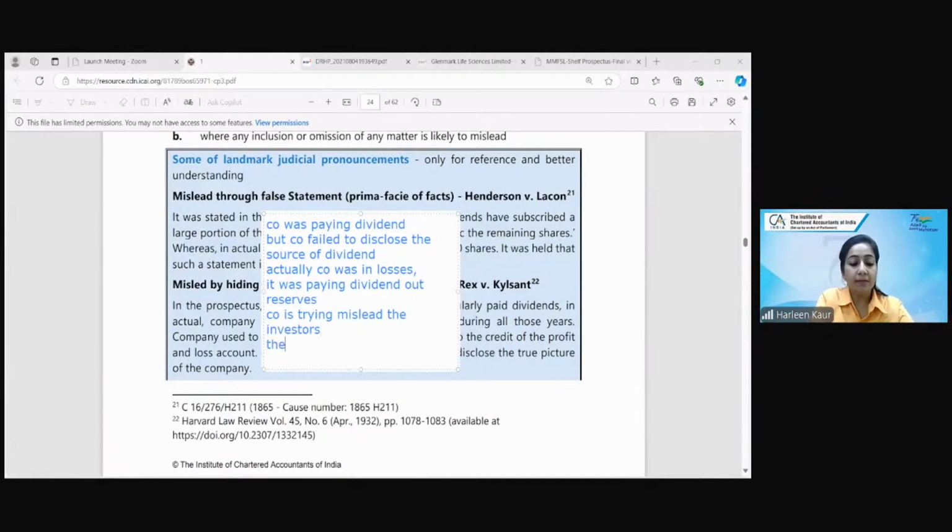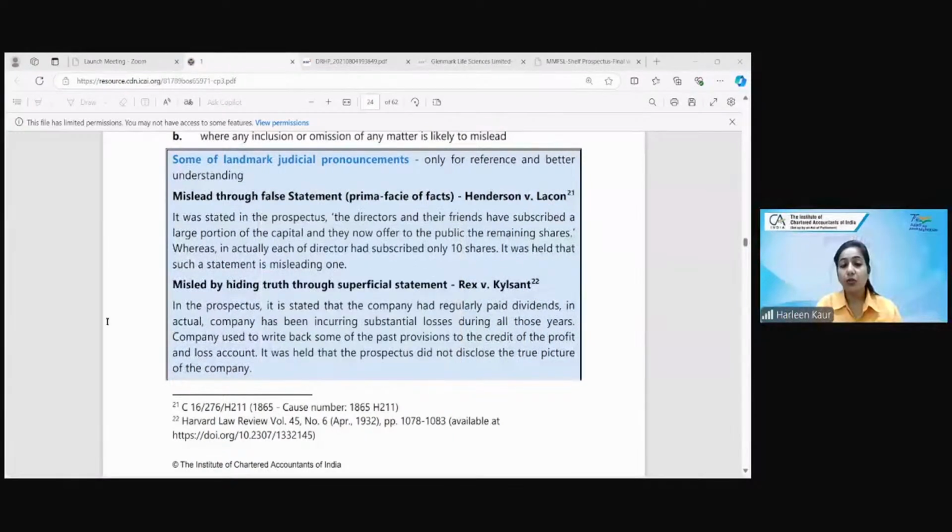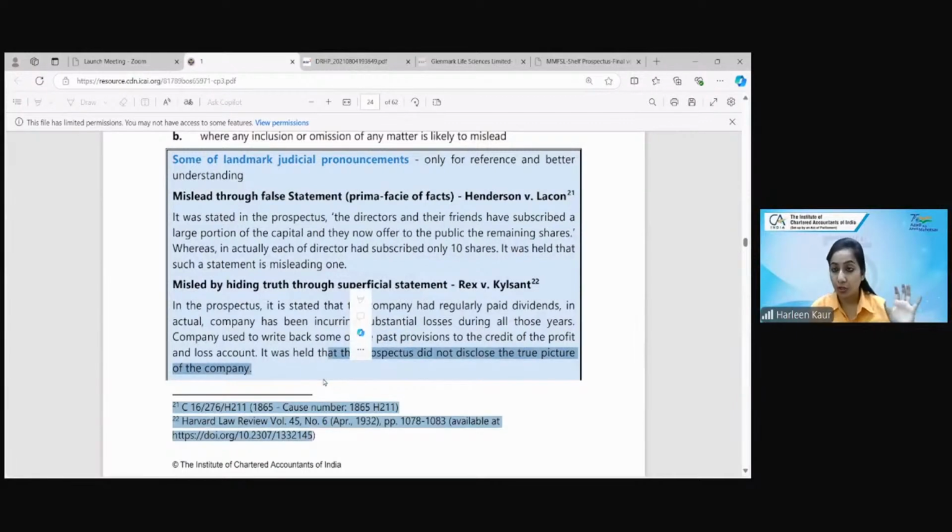And there is a misstatement, and it is a material misstatement. Therefore, Section 34 became applicable to it. So the company was actually in losses. Let's read out what is written over here. The company was actually in losses and they used to write back some of the past provisions, and it was held the prospectus did not disclose the true picture. So whatever facts I have given to you right now in the summary, you can go back in the video and write it down. The case law will become easy for all of you to remember.